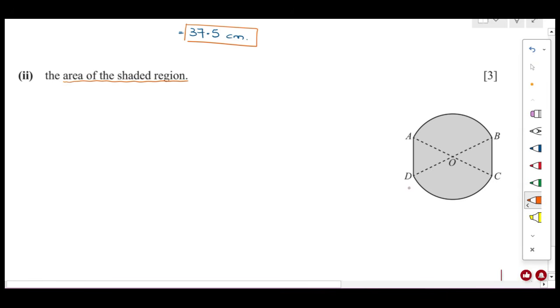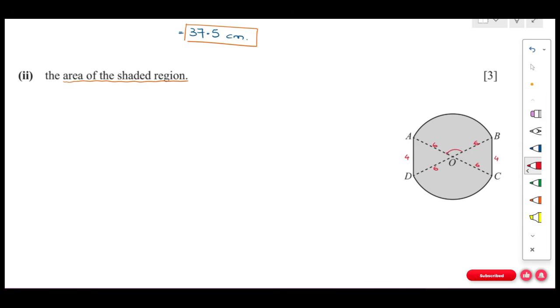So the area of this shaded region is basically the area of the sector of a circle AOB, area of the triangle BOC, area of a sector DOC, and area of a triangle AOD. So these two are the triangles and these two are the sectors of the circle. Okay, so let me substitute the values. This is 6, 6, 6, and 6. This length is 4 and 4.